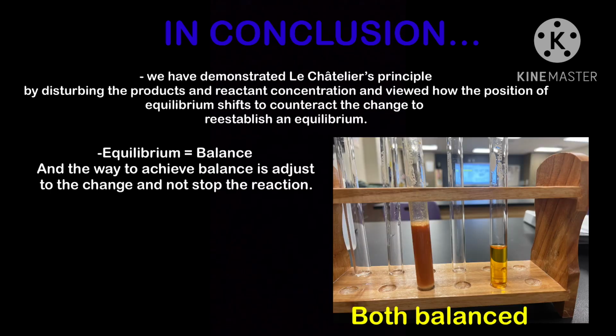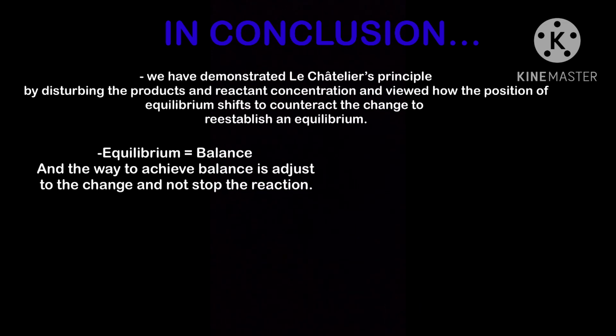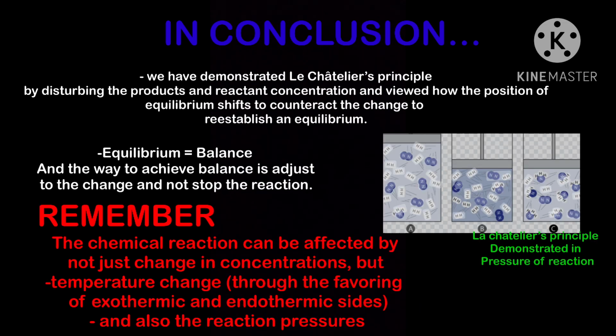Also, we proved that equilibrium is just another word for balance, and the way to achieve balance is to adjust to the change and not stop the reaction. Remember, chemical reactions can be affected by not just changes in concentration, but also temperature changes through the favoring of exothermic and endothermic reactions, and also the reaction's pressure.